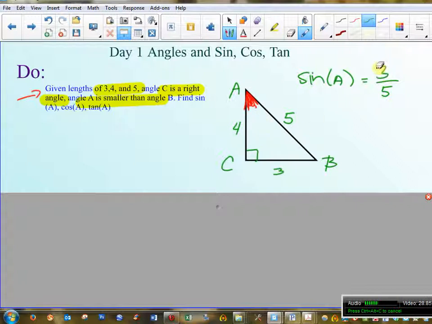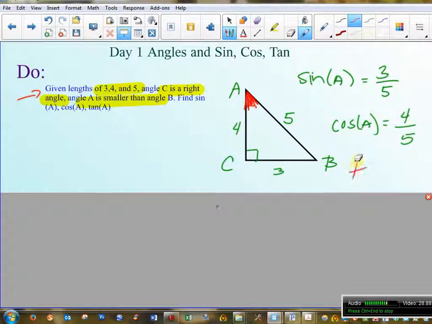Well, the opposite, if you have your finger on the red wedge, opposite your finger would be the 3. Moving on to the cosine of A, we know that it's adjacent over hypotenuse. The hypotenuse is still 5, and we're going to think about our finger on top of that red wedge, and our finger would be touching the 4. And touching means adjacent, so we'll put the 4 as the adjacent side on top of cosine of A.